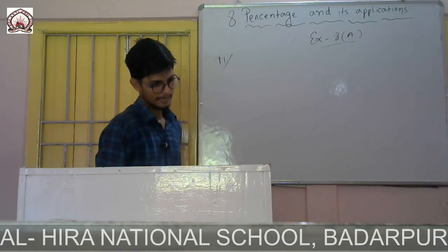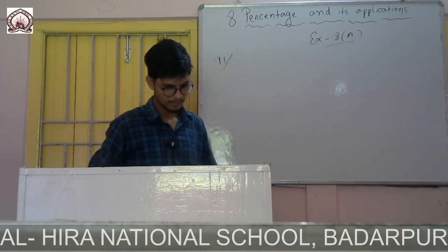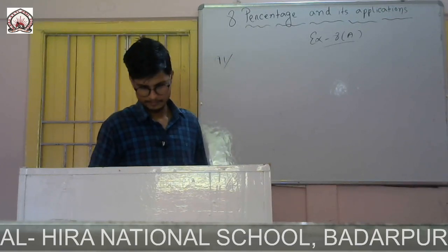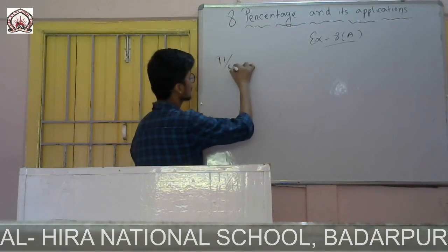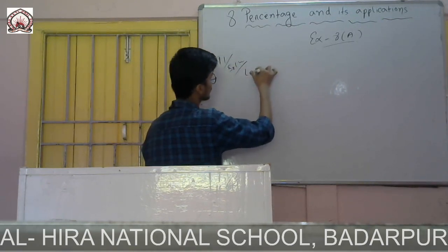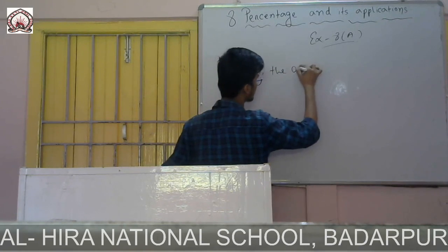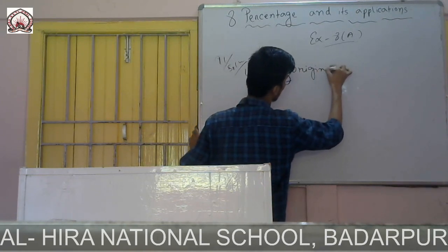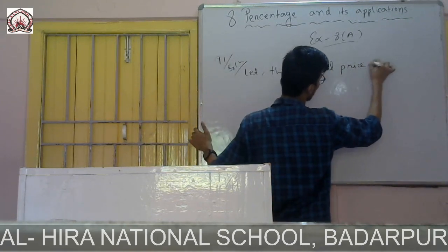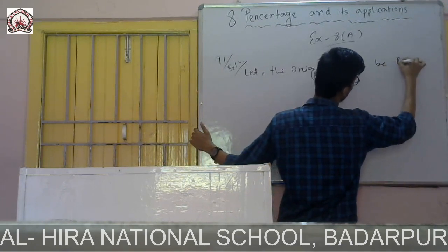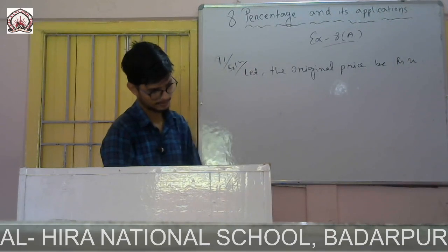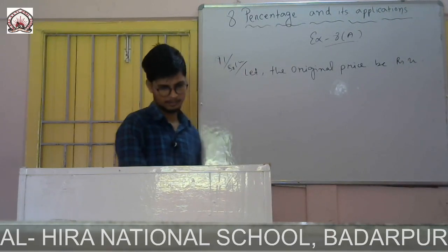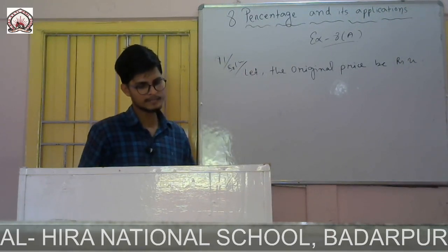Question number 11. So you write given. Now one thing, first of all you write: let the original price be x. The question is to find the original price. So you write: let the original price be rupees x. It is given that after decreasing how much?